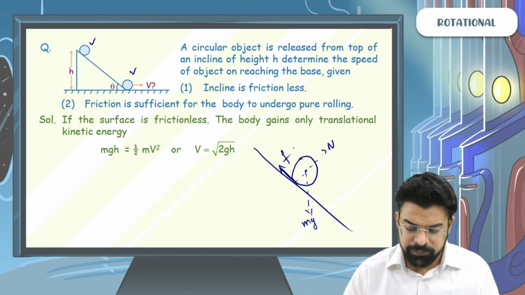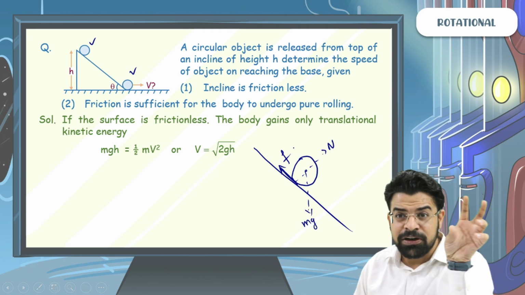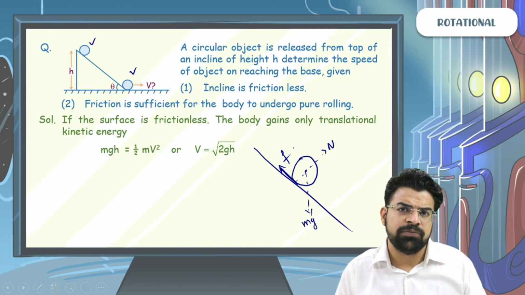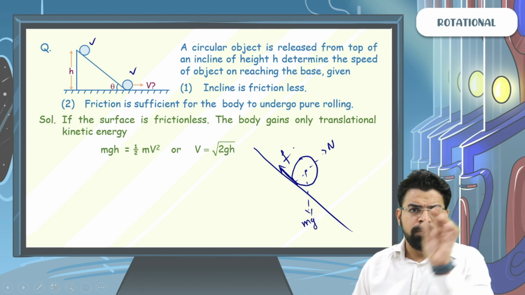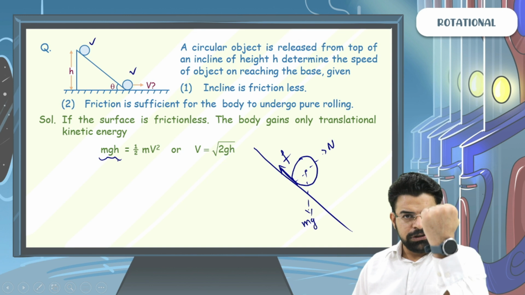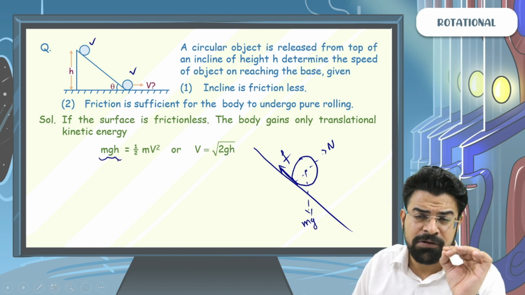Now tell me, out of these 3 forces, which force provides the torque? The friction. Because of that, the body rolls. Now second question is, what will be the work done by gravity as this body moves from top to bottom? So work done by gravity will still be mgh because the force is downward mg and the body moves down a height h, so the work done by gravity will be mgh.